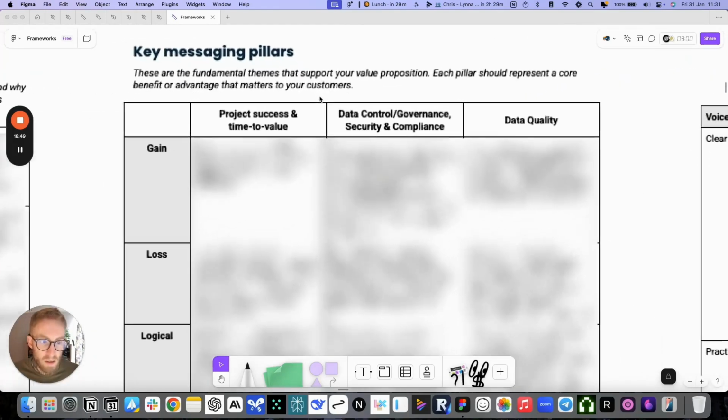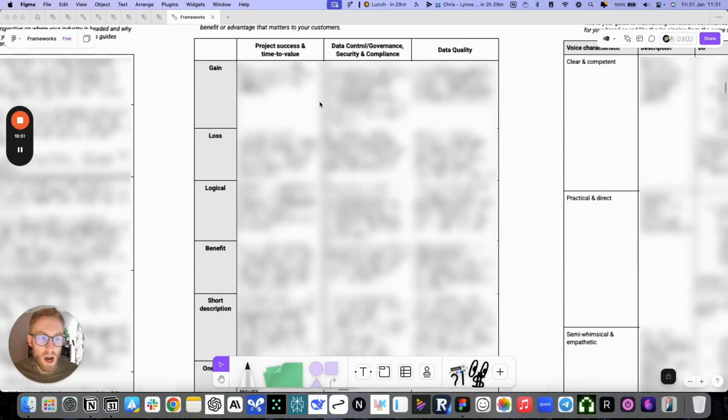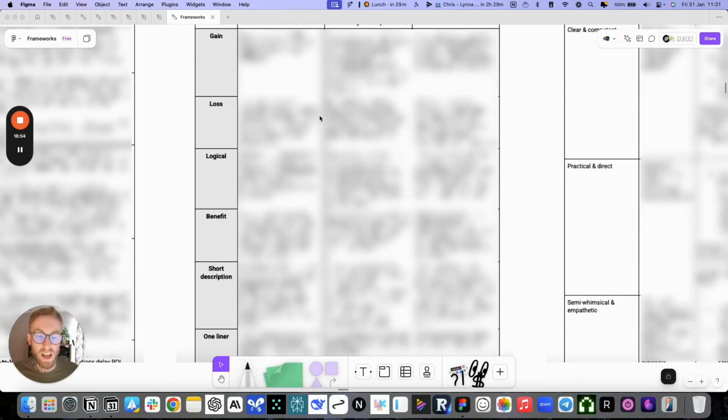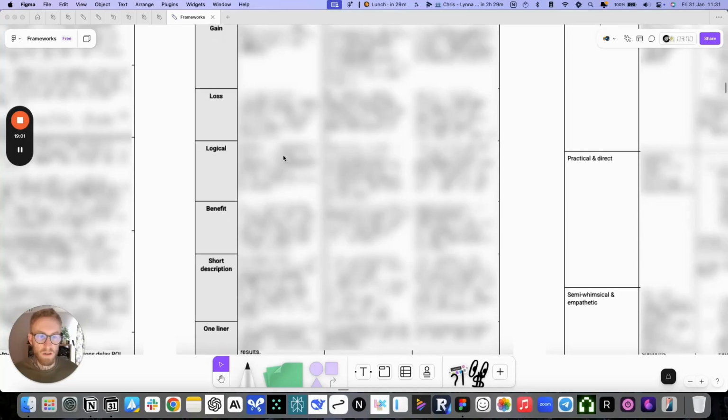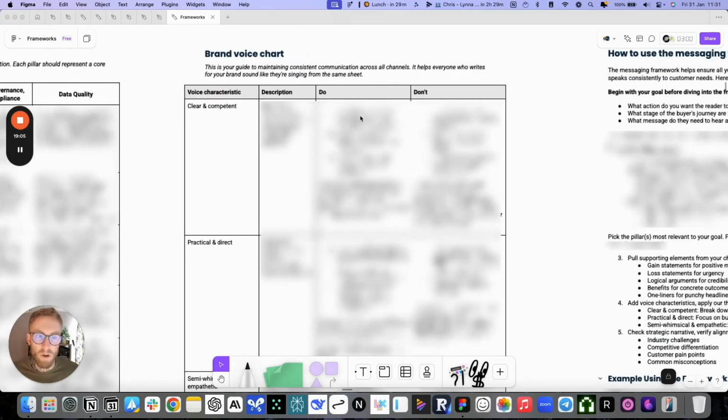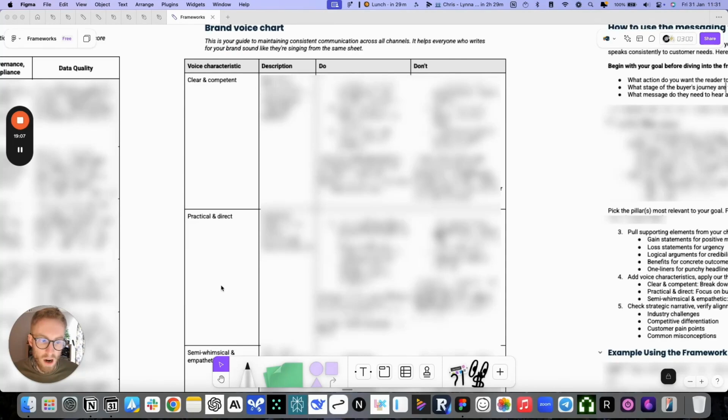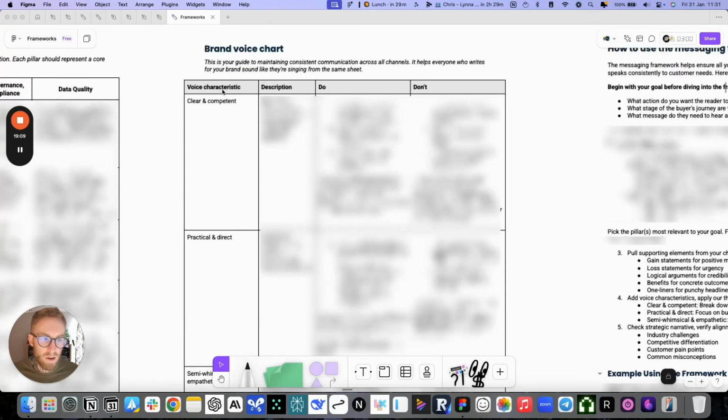Then we have the key messaging pillars, right? So how do we differentiate? What are the 3-4 differentiated value themes that we can use in our messaging? Then brand voice chart. So what are the characteristics of our brand voice? What should we do in our copy? What we shouldn't do, and so on.